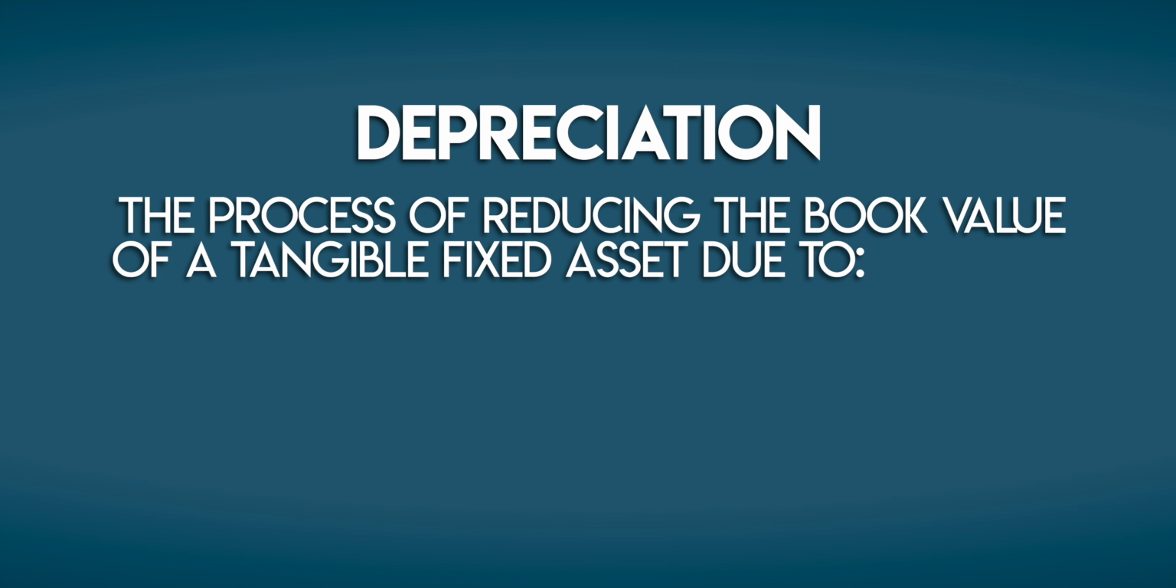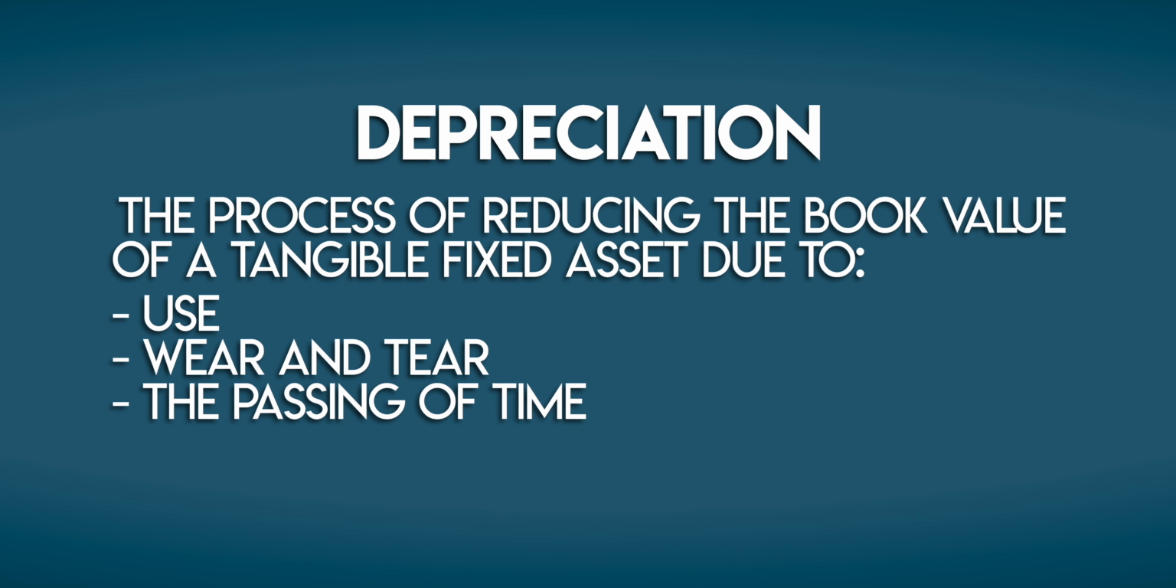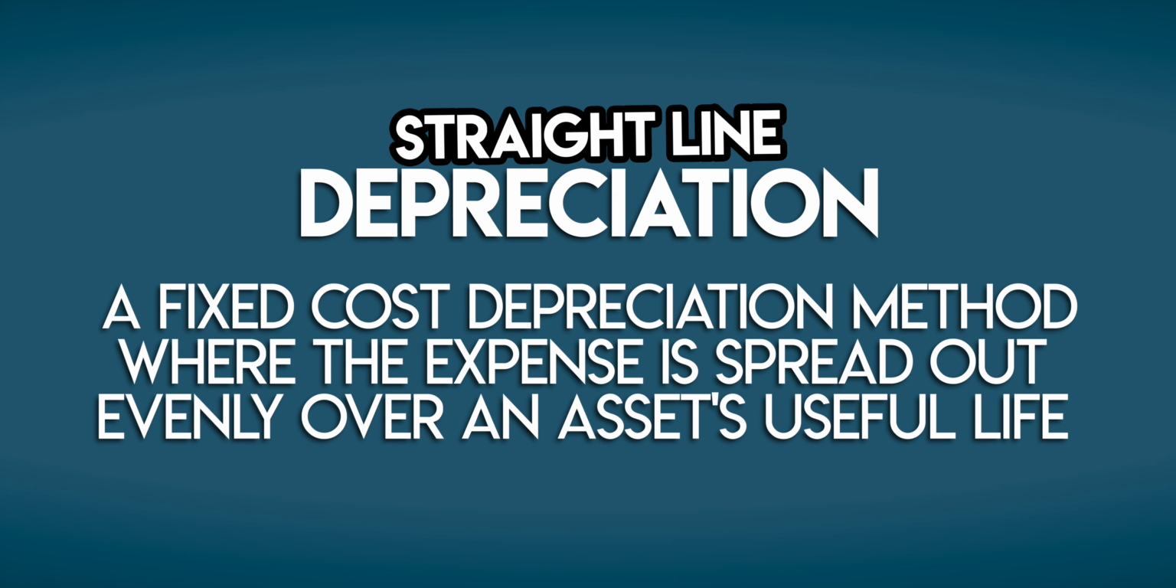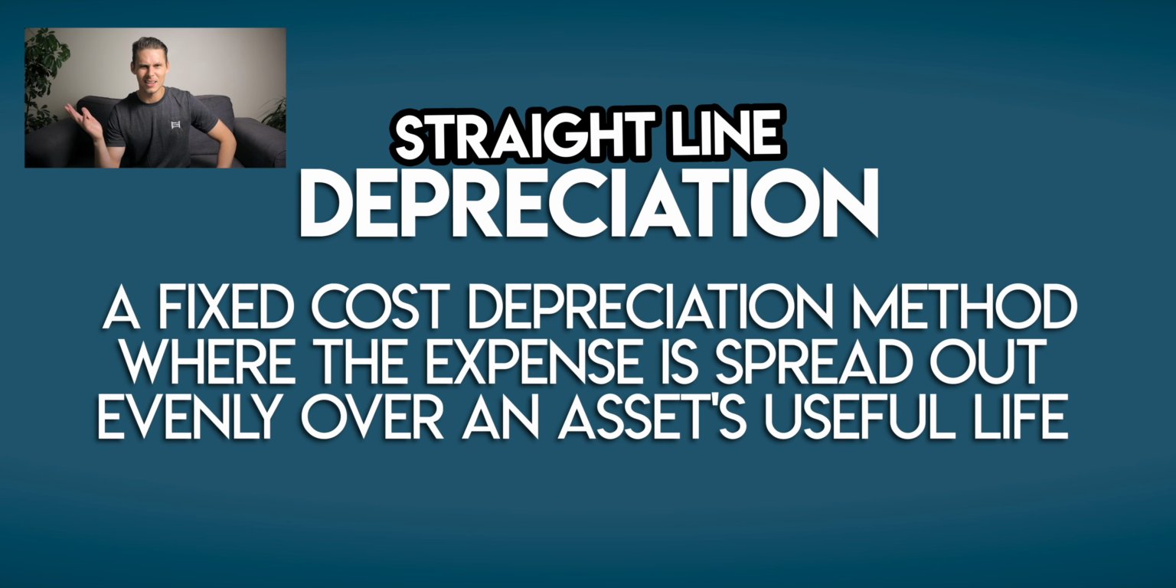Depreciation is the process of reducing the book value of a tangible fixed asset due to use, wear and tear, the passing of time, or obsolescence. Straight line depreciation is a fixed cost depreciation method where the expense is spread out evenly over an asset's useful life. What does that all mean?